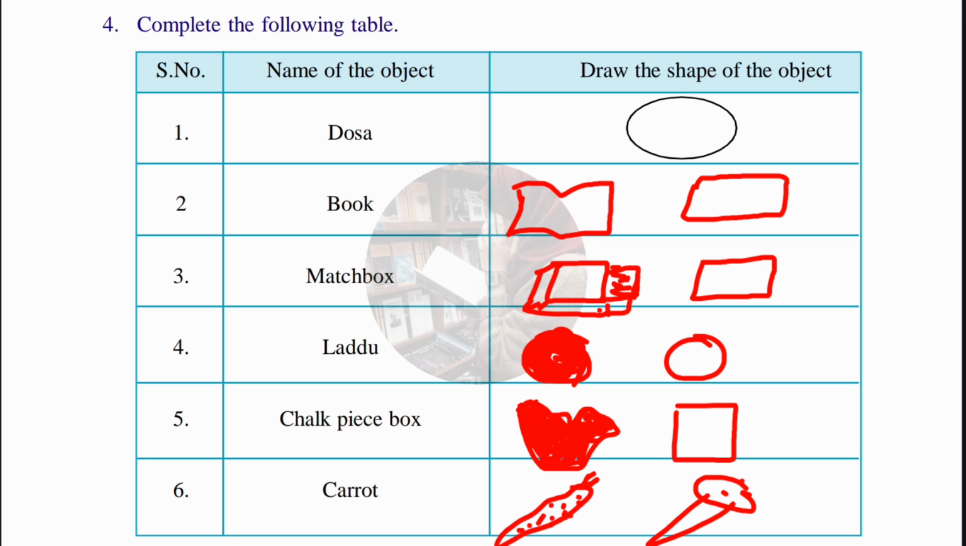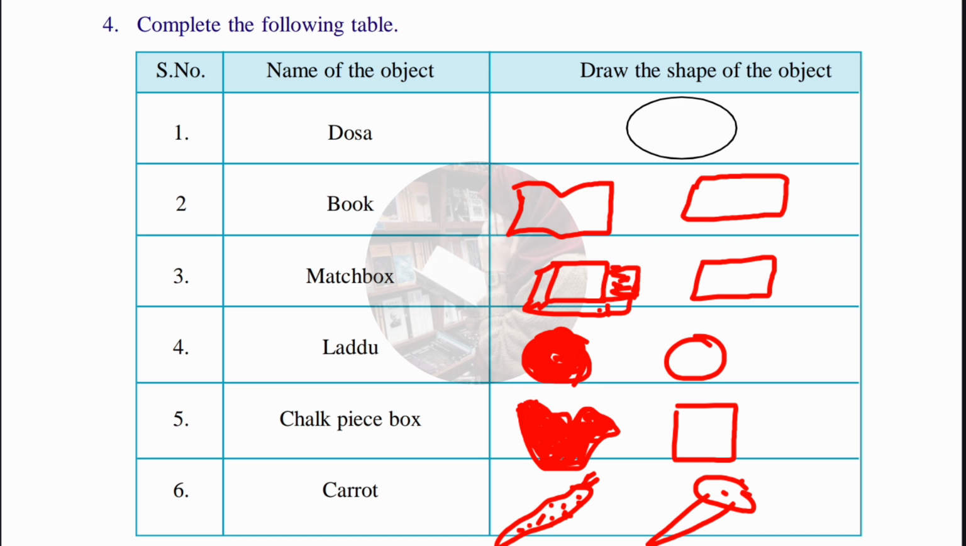So guys, I just draw it with my finger. That's why these figures are not clearly seen. So please draw it neatly. I request you. So to draw the picture of book, which is in square shape. Next, matchbox. Matchbox also you have to draw.